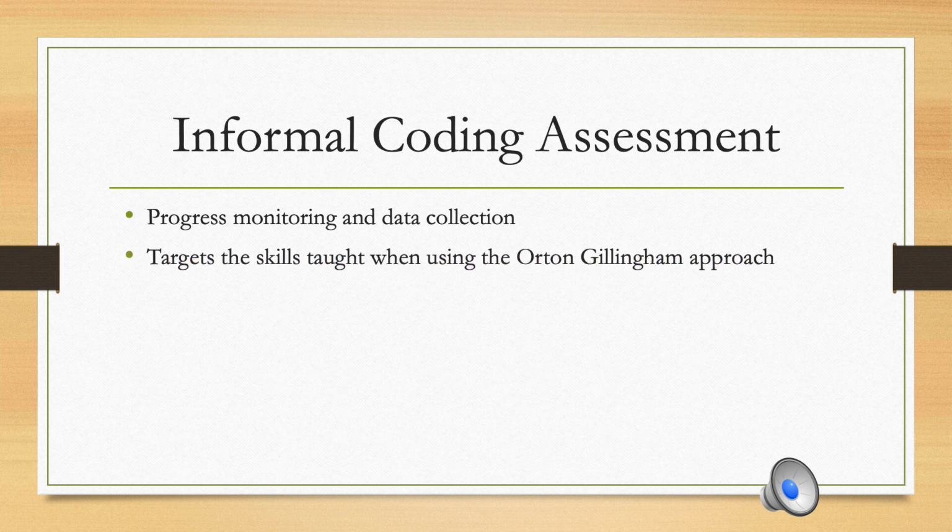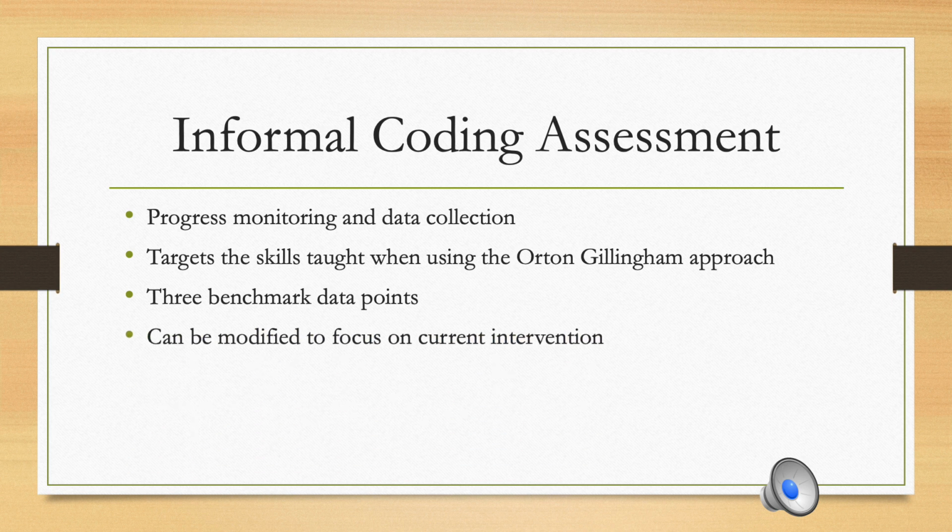Throughout the RTI process, we need to use testing protocol that targets the skills we are teaching. This assessment targets the skills taught when using the Orton-Gillingham approach with your students. It is designed to collect 3 benchmark data points and certainly can be modified to use as a progress monitoring tool by simply using the portion of the assessment that you are targeting the most with your student during intervention: reading, spelling, or letter sounds.